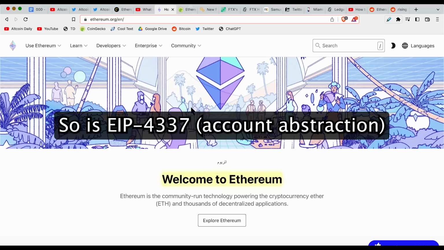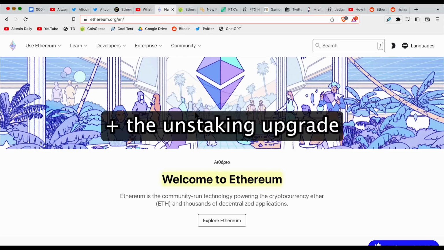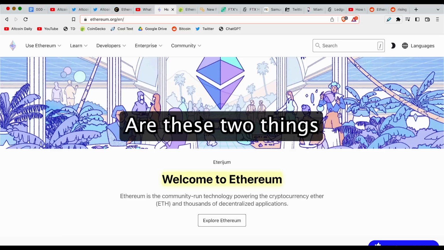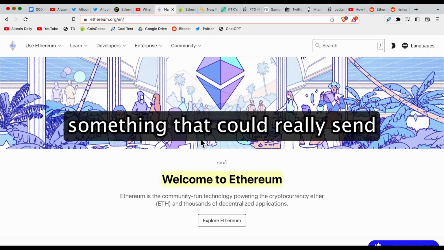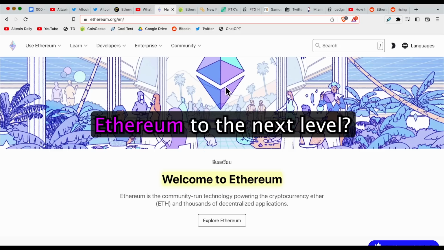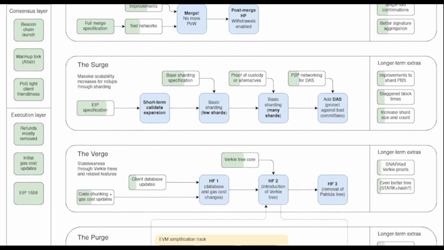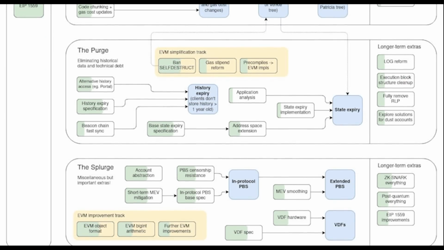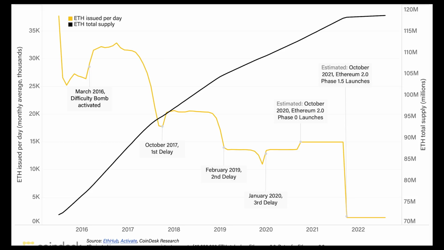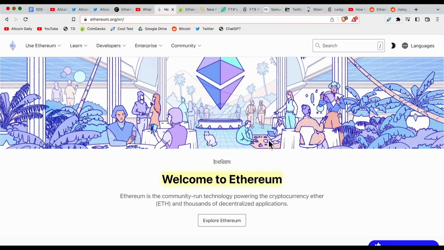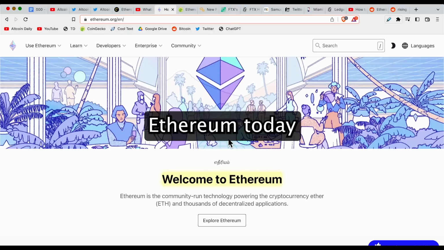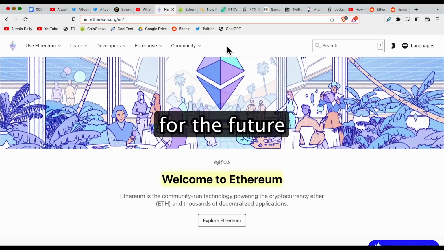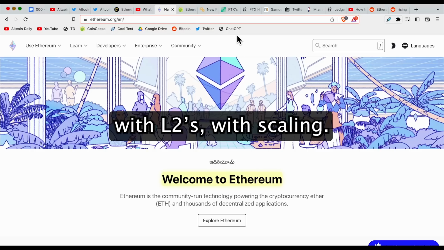So is EIP 4337 account abstraction plus the unstaking upgrade that's coming up, are these two things something that could really send Ethereum to the next level? I don't think most people realize how clear Ethereum's roadmap is for the next few years. Ethereum had some tumultuous times getting to where it did in 2021 with the merge, with proof of stake. Ethereum today has a very clear vision for the future with L2s, with scaling.